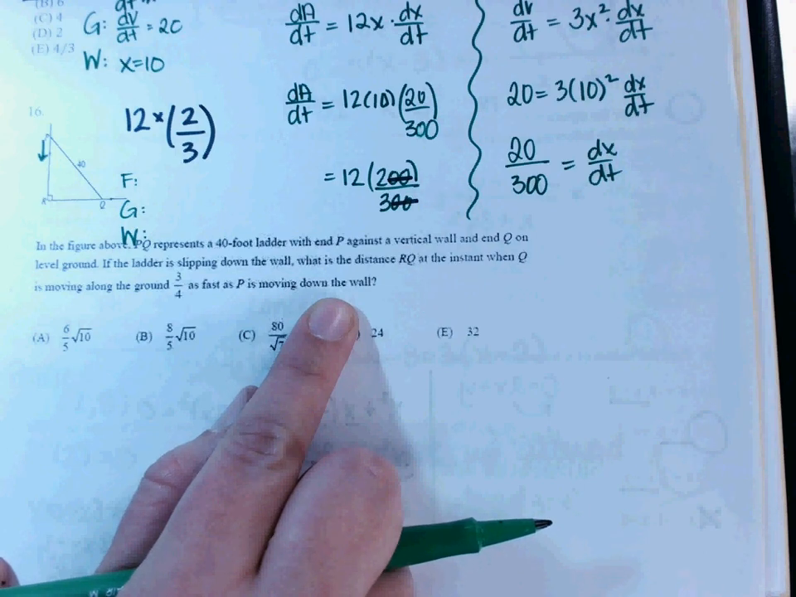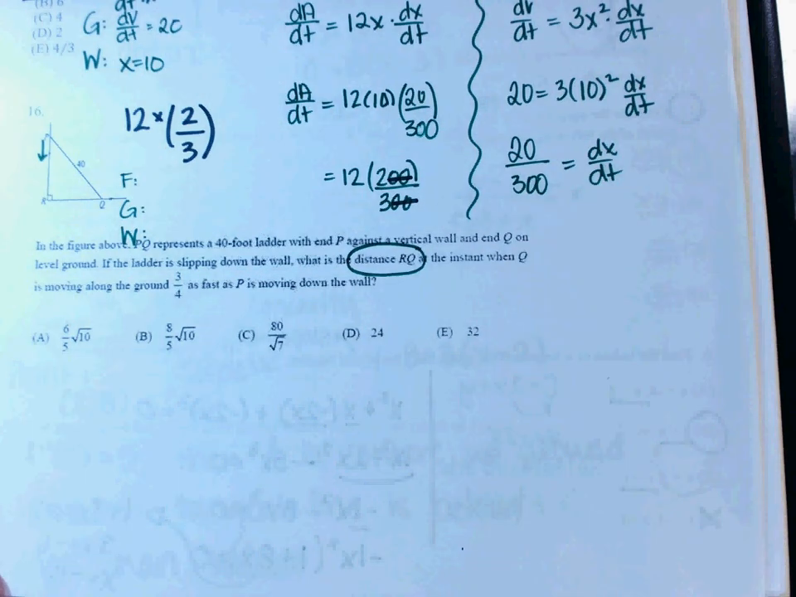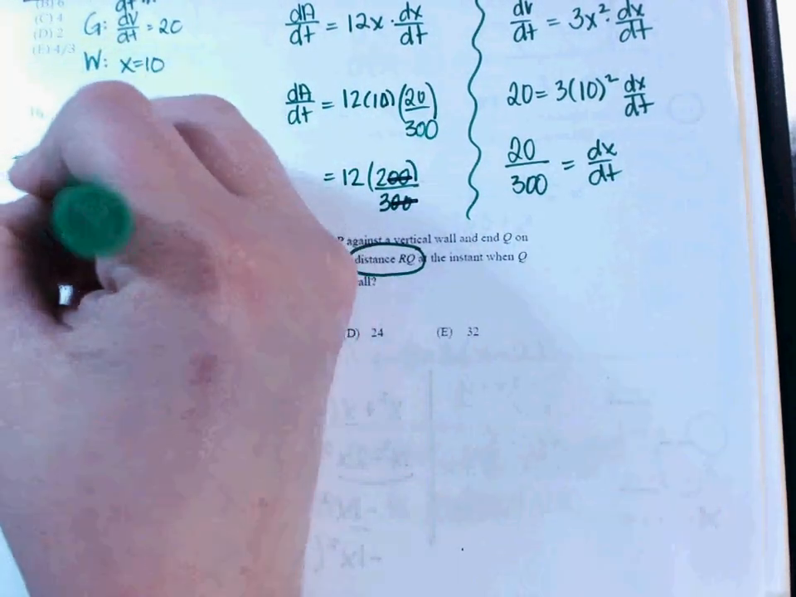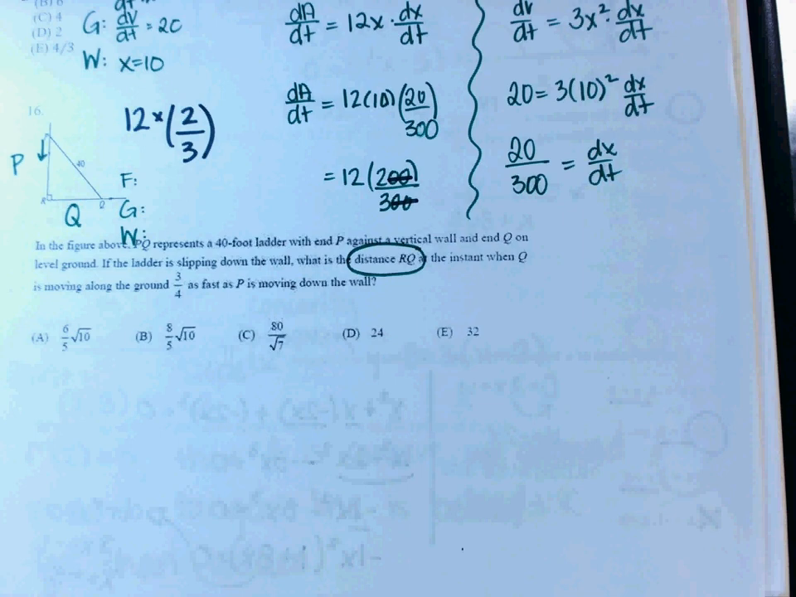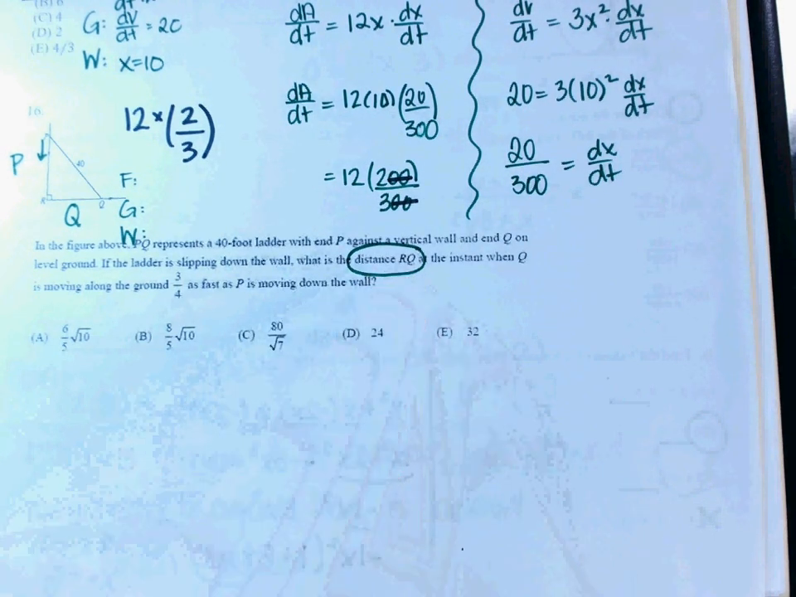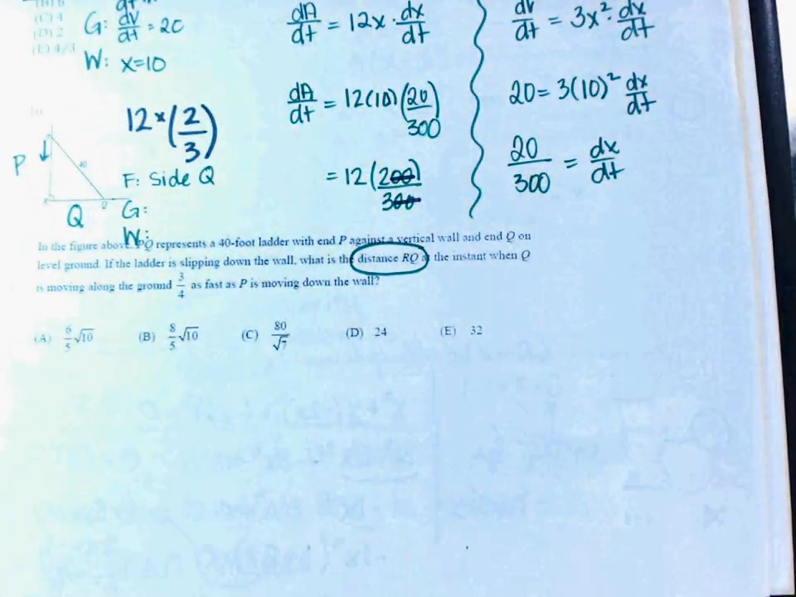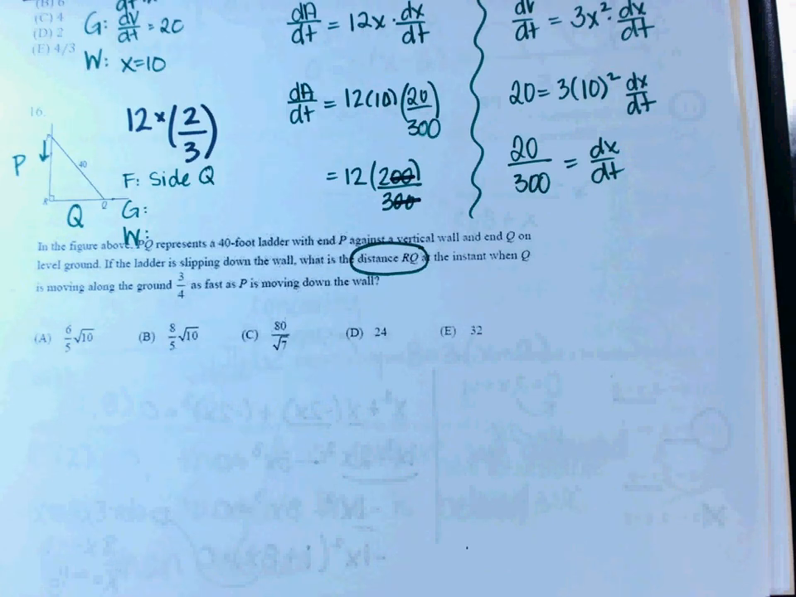Okay, what are we finding? What is the distance RQ? Are they asking for a rate this time? No, they're asking for the side. Now, to keep things simple, I'm going to call this side P, I'm going to call this side Q, so that I don't have to call it RP and then RQ, because that's kind of too much. So, which side am I looking for if I want leg RQ? Q. So, I'm looking for the side Q, not the derivative. How long that side is. Okay, so far so good?